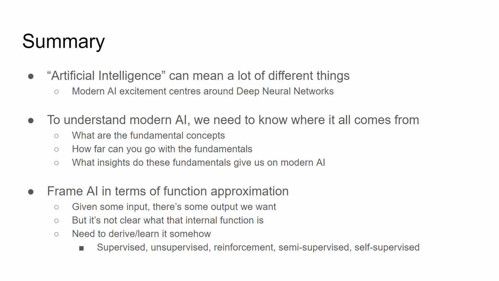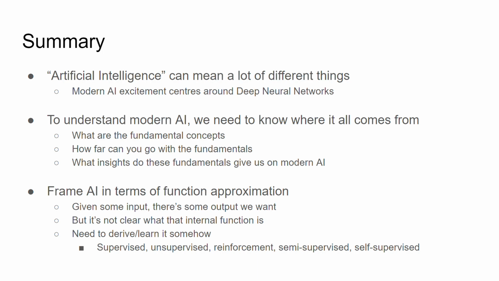Overall vague summary of all this: artificial intelligence can mean a lot of different things. And a lot of the excitement in modern AI really does center around deep neural networks. The exciting results over the last 5, 6, 7, 10 years are very focused on those domains. In order to understand that, though, we need to know where it all comes from. What are the fundamental concepts? How far can you go with the fundamentals? There are a lot of things you can do that do not require deep neural networks. And indeed, the deep neural network stuff only really starts working if you have billions of data points, and you don't always have that. So we want to show that you can go pretty far. What things can you do with these fundamentals?